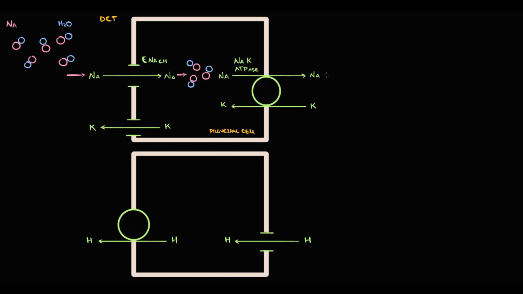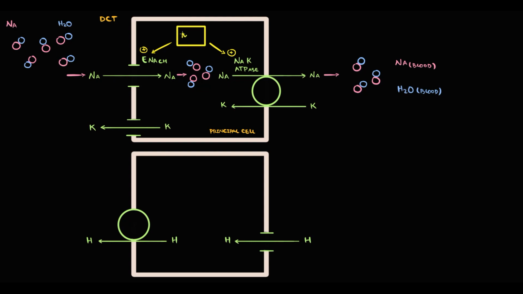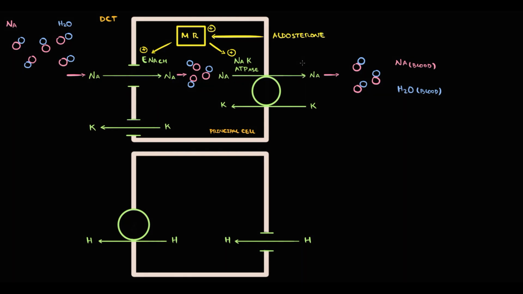Sodium-potassium ATPase pumps out 3 sodium molecules. And as we know, water molecules move together with sodium. So by this, sodium-potassium ATPase provides the income of sodium and water molecules into the blood. The activity of sodium channels and the activity of sodium-potassium ATPase is stimulated by mineralocorticoid receptor. And the substance that activates mineralocorticoid receptor is aldosterone. So aldosterone stimulates both sodium channels and sodium-potassium ATPase.